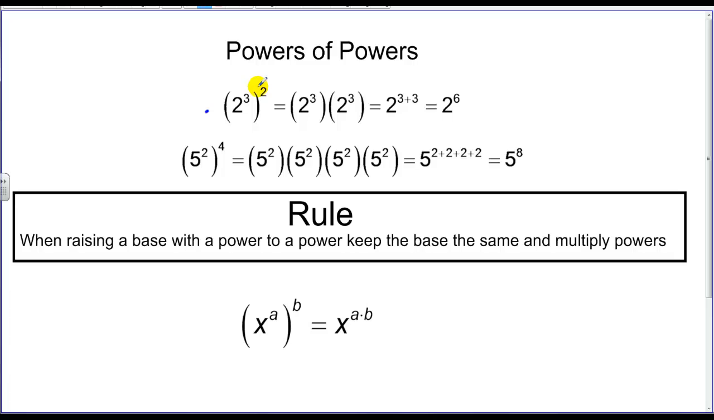Notice the relationship between the powers and the final answer in both cases. In each of these cases, I've kept the base the same and I've multiplied the powers. So the general rule is when raising a base with a power to a power, we keep the base the same and multiply powers. In other words, if I have x to the a raised to the b, that's the same base, x to the a times b. So again, let's go through and practice some problems.